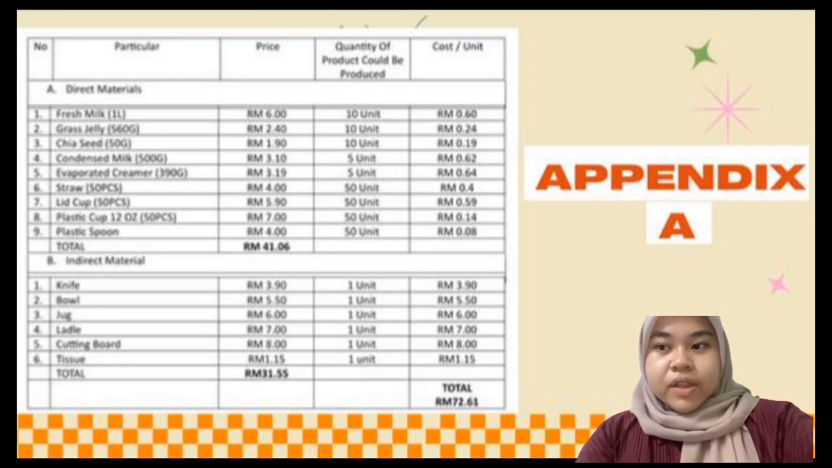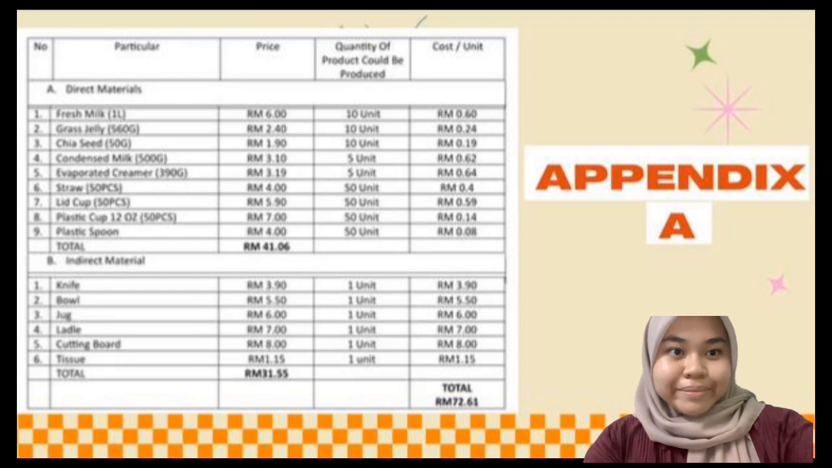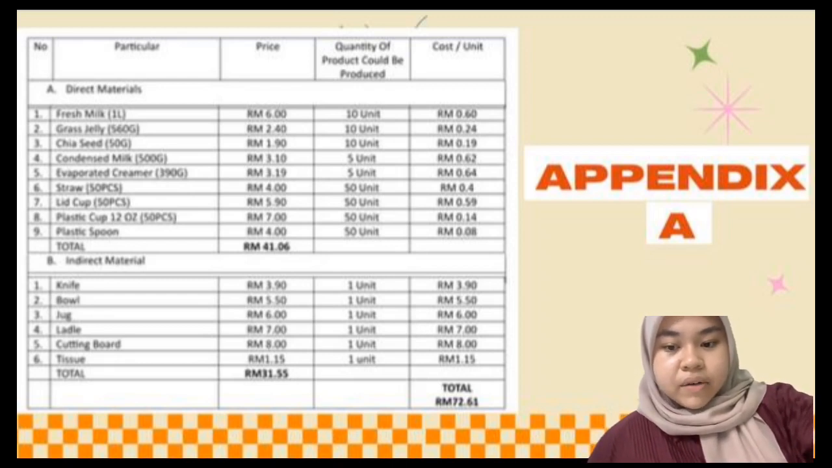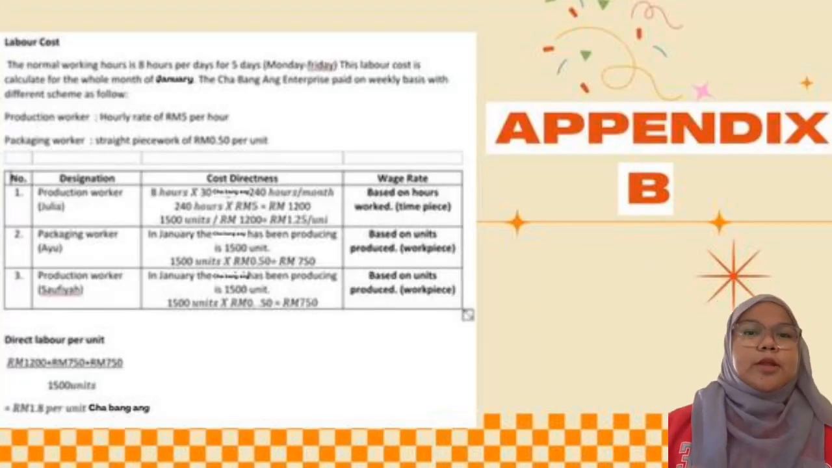And the total of the indirect material is RM31.55. For the cost per unit price, the total is RM72.61. How do I get the cost per unit for direct and indirect materials? First is the price divided by the quantity of product that could be produced, and then I get the cost per unit. We go through to Appendix B.